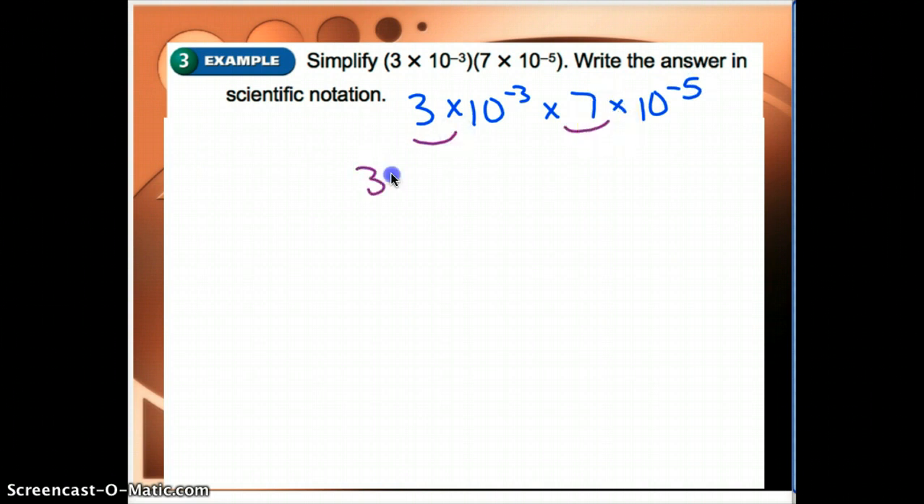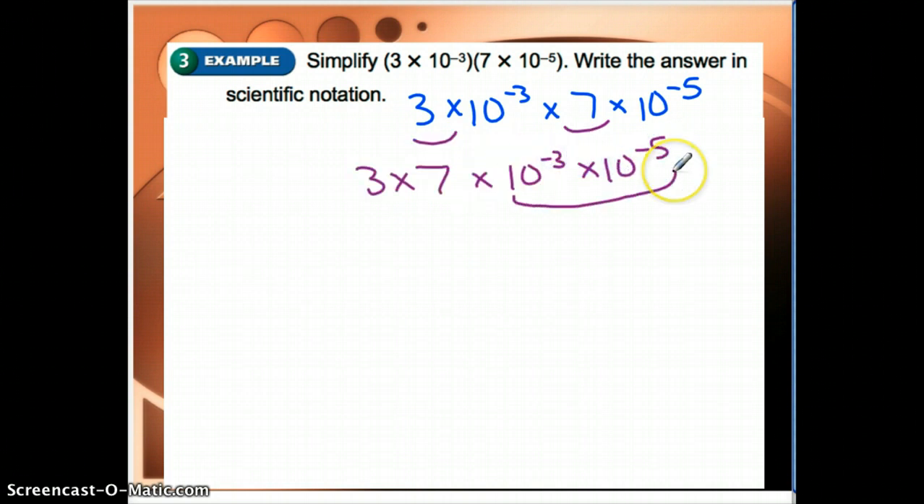I like to multiply the 3 times the 7 together, and I like to multiply the 10 to the negative 3 and the 10 to the negative 5 together. I like to think of it in that same way, even though a lot of times I don't rewrite it out, I just kind of do that mentally. Okay, so when I multiply 3 times 7, I get 21. When I multiply 10 to the negative 3 times 10 to the negative 5, I need to use my powers that I just learned today. That's 10 to the negative 8.